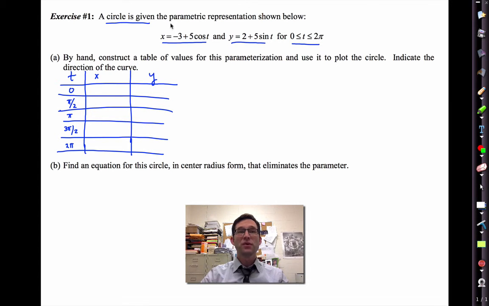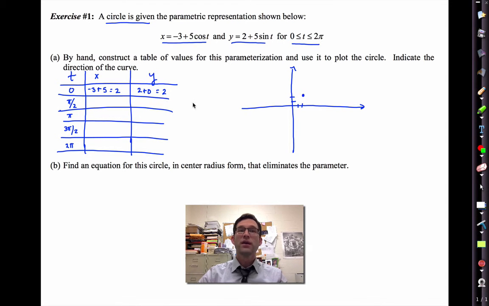For instance, if I put 0 in here, we know that the cosine of 0 is 1, so x would be negative 3 plus 5, or 2. On the other hand, the sine of 0 is 0, so y would be just 2 plus 0, so y would be 2. In other words, we can tell that our circle starts at the point (2, 2).